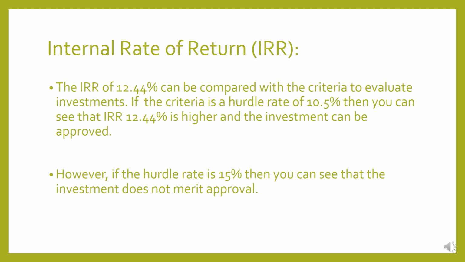Now, as you can see, the IRR of 12.44% can be compared with some criteria that is used in business to evaluate projects and investments. If the criteria rate or hurdle rate is 10.5% and the project returns 12.44%, the return from the project is more than the hurdle rate of 10.5%. So there are better chances for this investment to be accepted. But if the hurdle rate is more than the returns, say 15%, then you can see that there are less chances of the investment being approved.